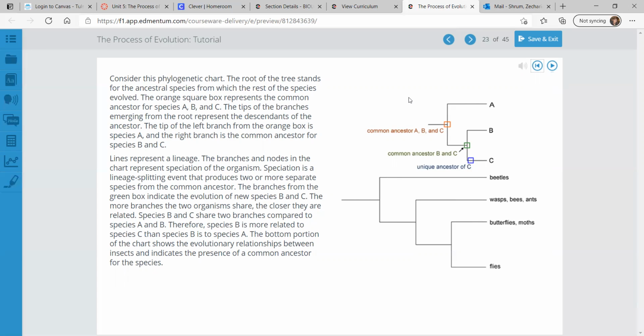So we have beetles, wasps, bees, ants, butterflies, moths, and flies. So butterflies, moths, and flies have a common ancestor. They also have a common ancestor with wasps, bees, and ants, and they also have a common ancestor with beetles, but further away.